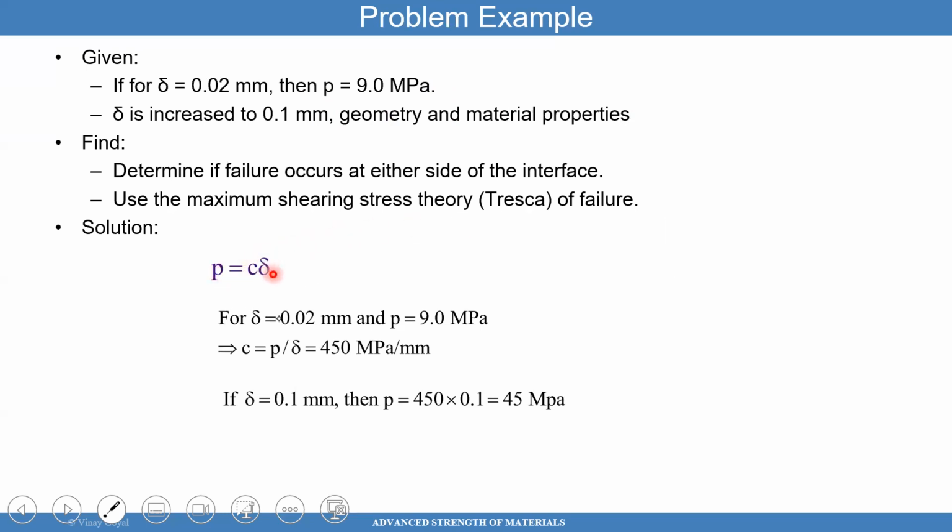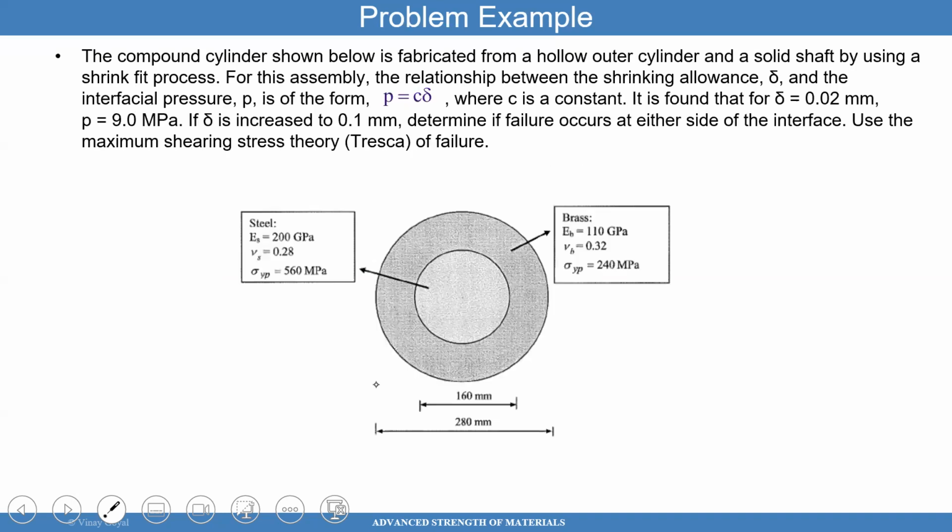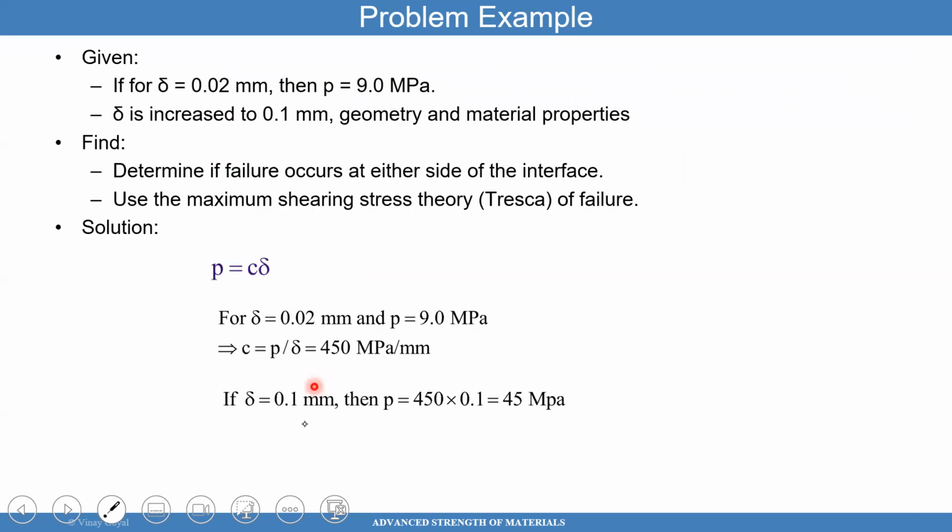So P equals C times delta. Delta is 0.02. Pressure is 9.0. So if you divide this, you get 450. And since the problem statement tells you that I want to look at the shrink allowance to be 0.1, you can now plug that into the P equals C times delta equation. Delta is 0.1. I calculated C from this equation as 450. So the pressure must be 45 megapascals.